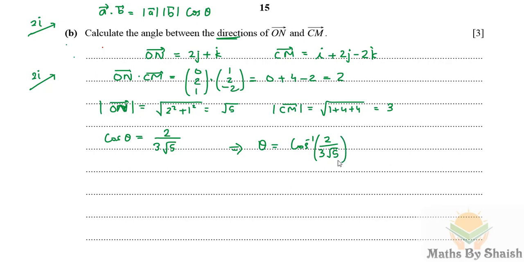Now we will calculate its value. Cos inverse of 2 over 3 root 5, and this value is coming 72.65 and so on. So we can write it to one decimal place, that is going to be 72.7 degrees. So that's the angle between the directions of ON and CM. I hope it is clear. Let's do the last part of this question.